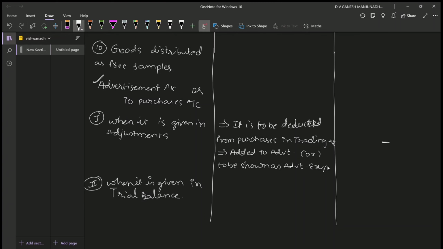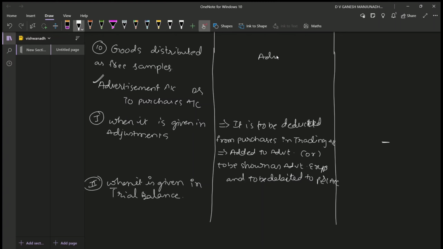Advertisement expenditure is to be debited to the profit and loss account. It is to be added to advertisement when advertisement is given in the trial balance. If it is not given in the trial balance, then we have to show this as an advertisement. Then there is no adjustment in the balance sheet. And when it is given in the trial balance, let us see if we incorporate this entry, then what happens?